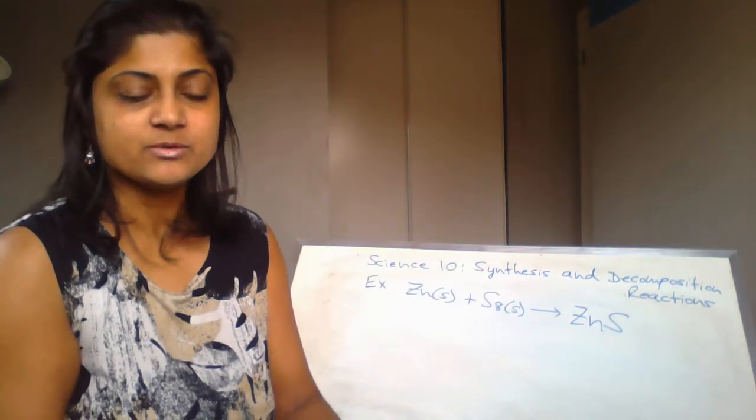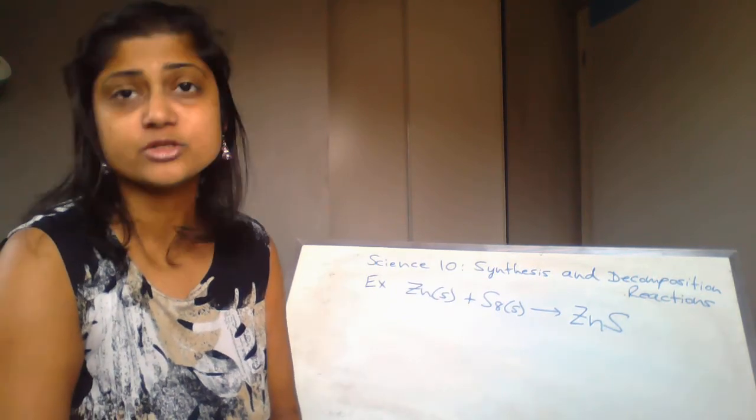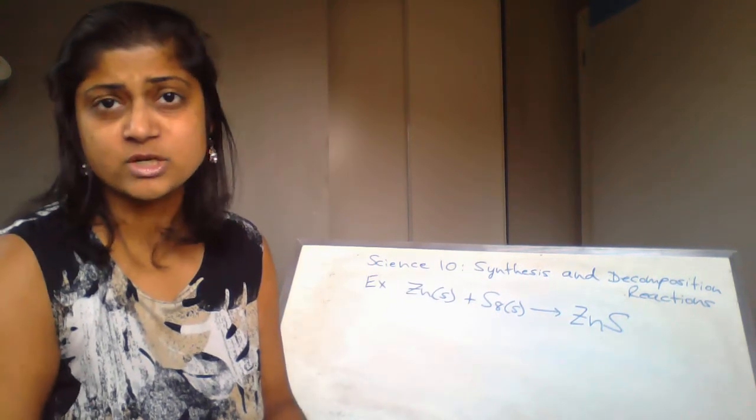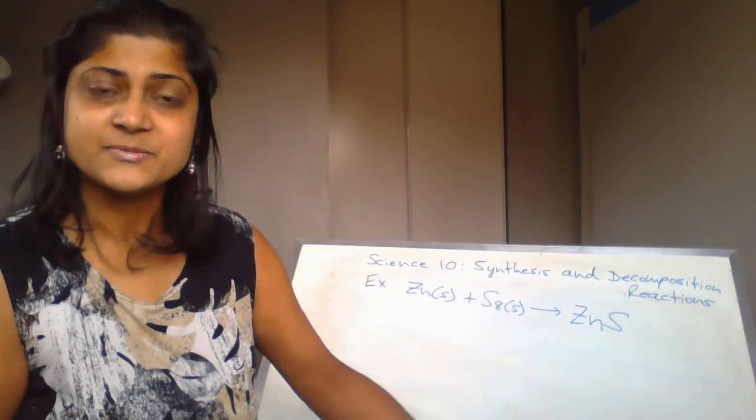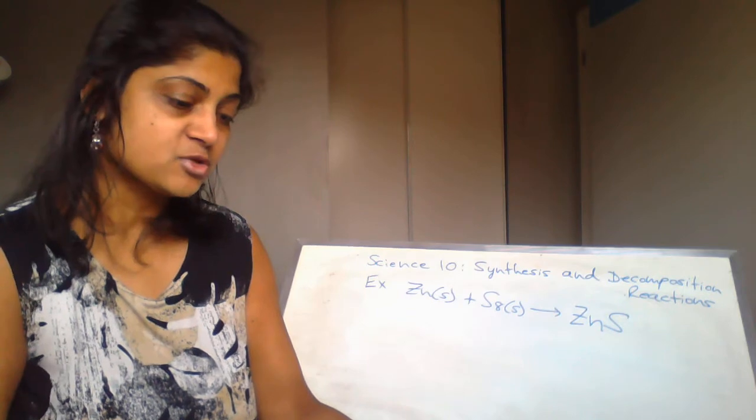Okay, now again, I would make sure I am checking my periodic table at the back, just in case you're not sure. Now zinc actually has just one charge. Okay, zinc is 2 plus. If you look at your periodic table here, I can see that sulfur is 2 minus.